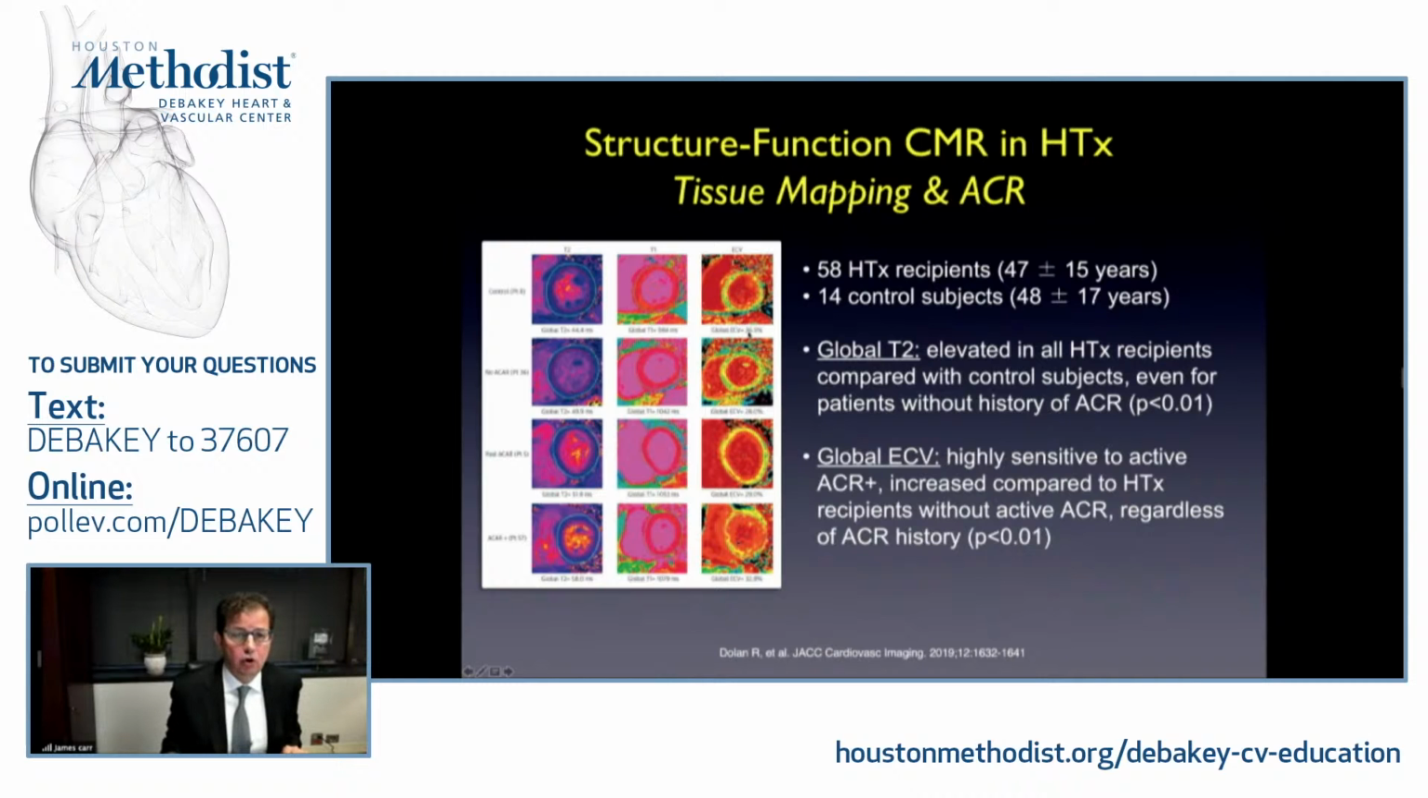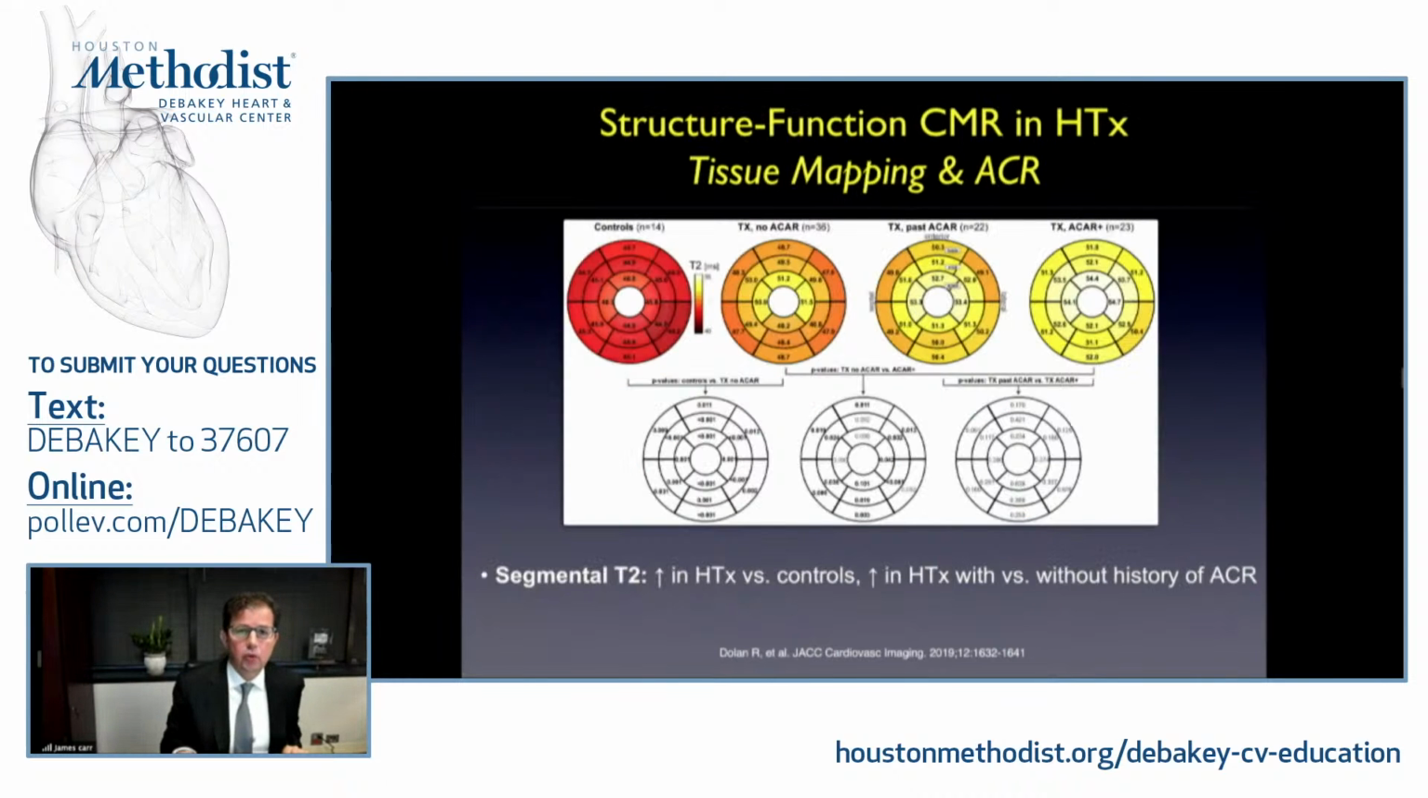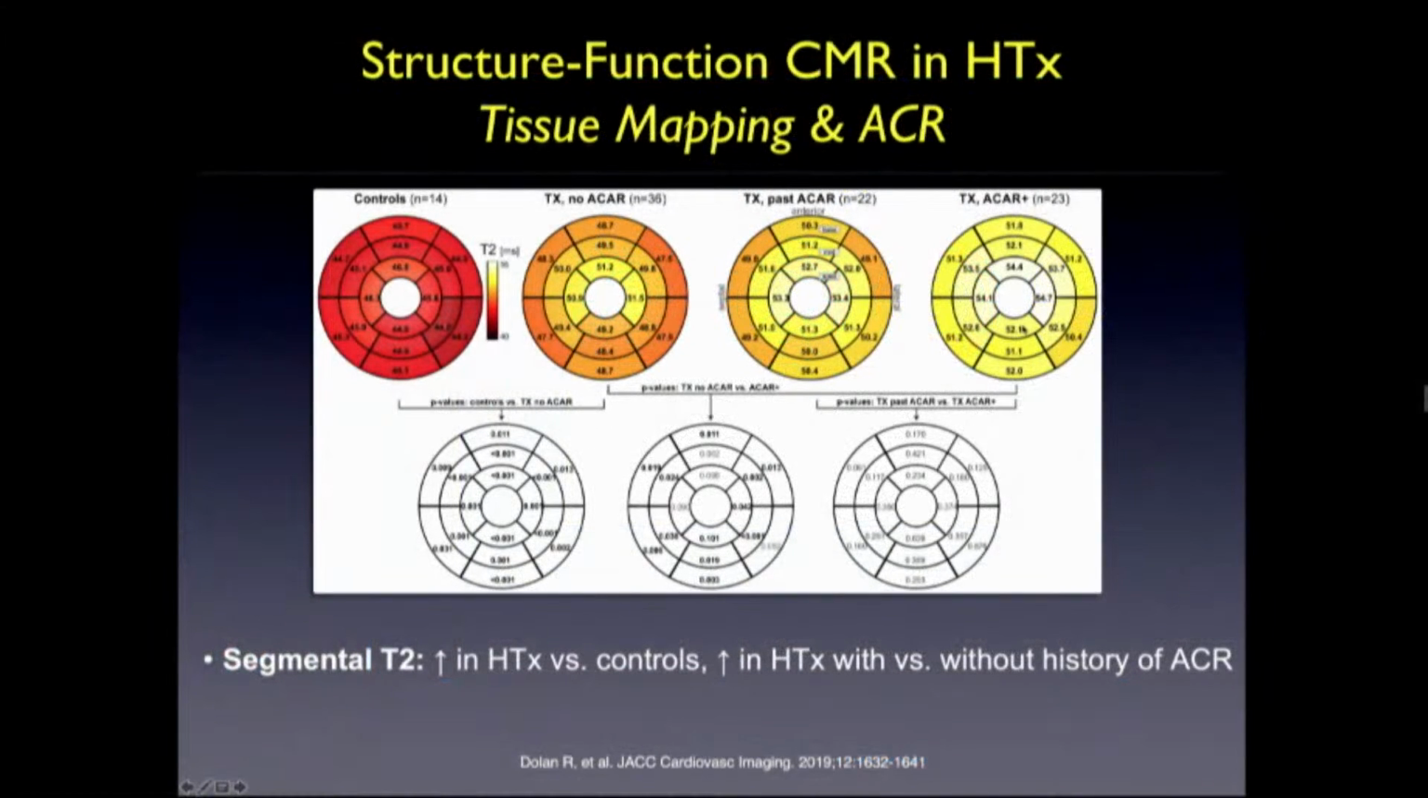So you can see here, normal ECV in the controls was 26%. The ECV in those with active rejection was 33%. When you look at this on a segmental basis, if we first look at the T2 values, again, if we go to the active rejection, they were elevated across the board. They seem to be a bit more prevalent towards the mid and apical portions, but again, increased compared to those with past rejection, but not massively increased, a slightly marginal difference, certainly significantly increased compared to those with no rejection, and also significantly increased compared to the controls.